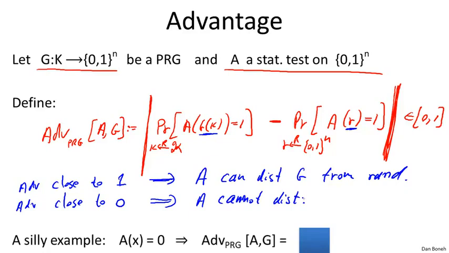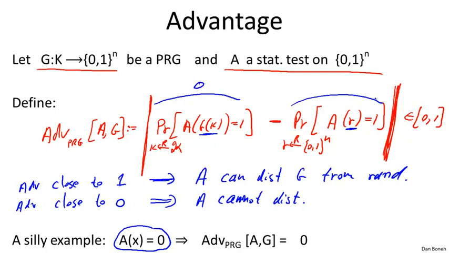Suppose we have a statistical test A that simply ignores its inputs and always outputs 0. What do you think is the advantage of the statistical test relative to a generator G? So I hope everybody said the advantage is 0. Let me just explain why that's the case. If the statistical test always outputs 0, that means that when we give a pseudo-random input, it will never output 1. So the probability that it outputs 1 is 0. Similarly, when we give a truly random input, it still will never output 1. And so the probability that it outputs 1 is 0. And so 0 minus 0 is 0. So its advantage is 0.